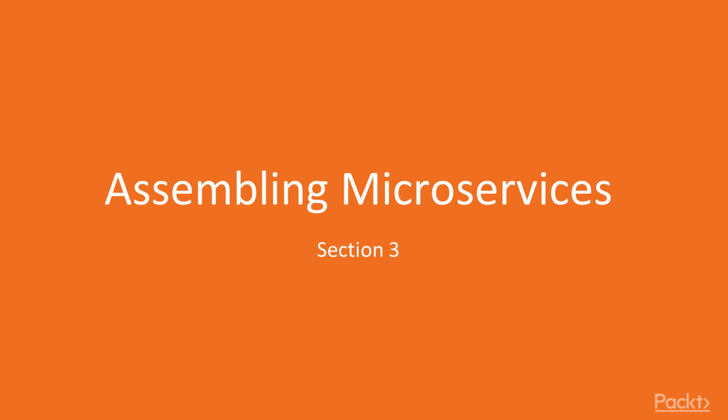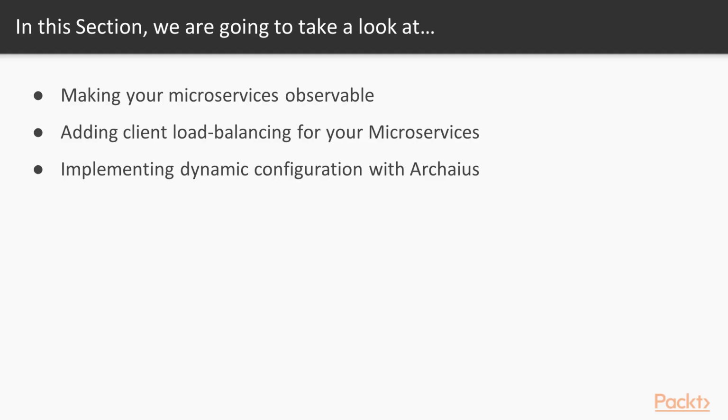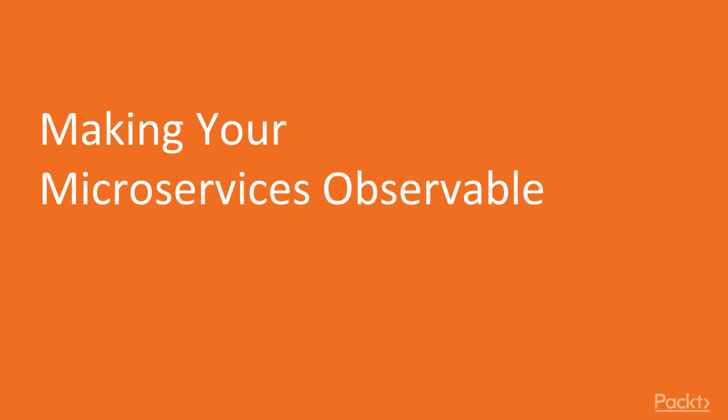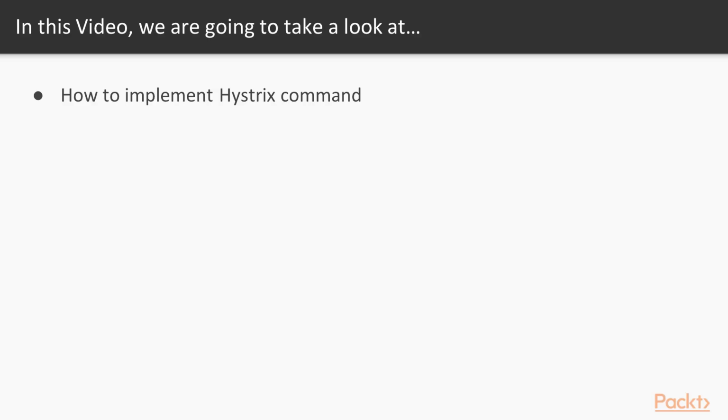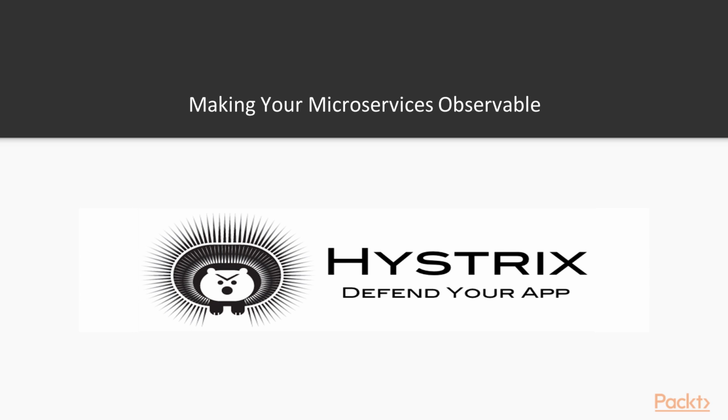Assembling microservices. In this section, we are going to take a look at making our microservices observable using Hystrix and the Hystrix dashboard, adding client load balancing for our microservices using Netflix Ribbon, implementing dynamic configuration using Netflix Archaius, making our microservice observable. In this video, we are going to take a look at Hystrix, and we're going to integrate Hystrix in our microservice. So let's make our microservice observable with Hystrix, and let's use the Hystrix dashboard.